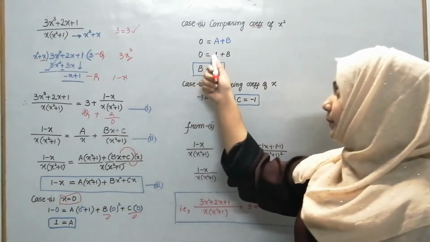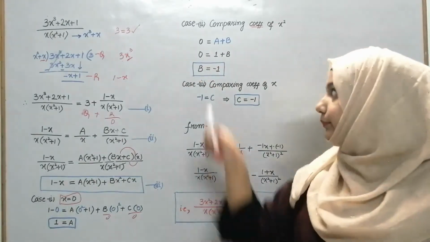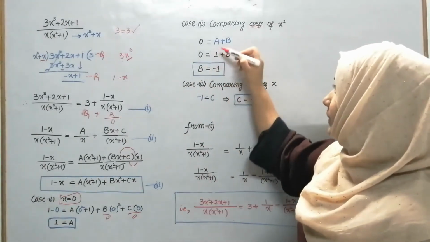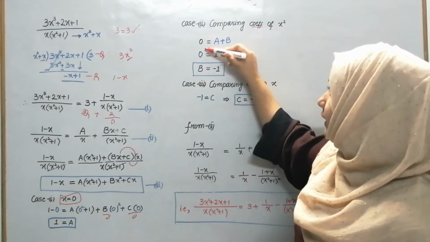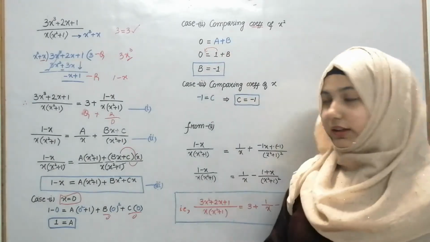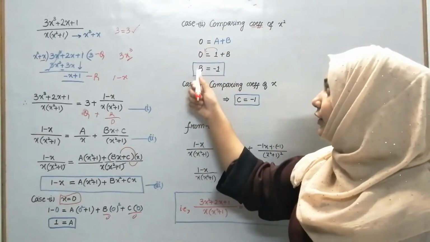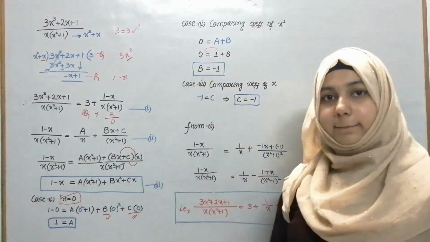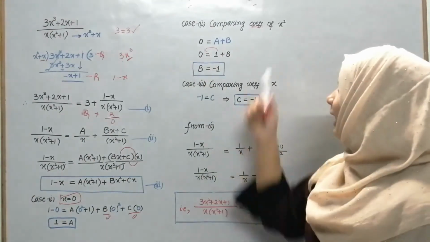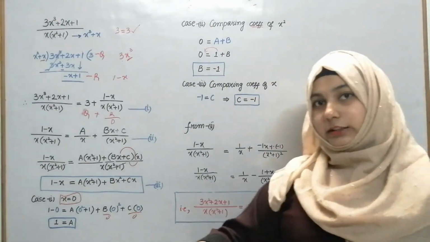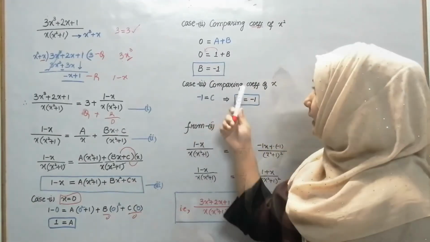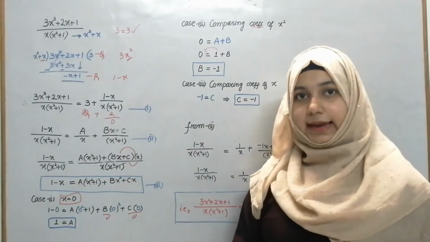Now we know the value of a. That is 1. So substituting 1 in place of a plus b. Here 1 is being added, so it goes to the other side and subtracts. I'm sending this 1 to the other side. So now b value is what? Minus 1. After x square, what will be the next term? x, right? Now case 3, comparing the coefficient of x.